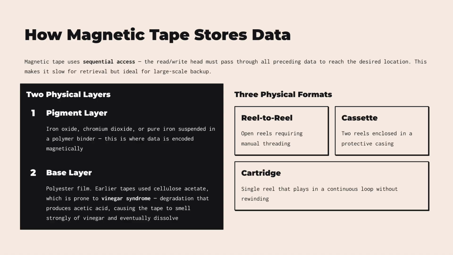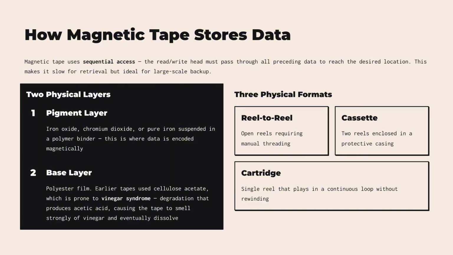The basic mechanism: tape stores binary ones and zeros as tiny magnetized areas on a coating of iron oxide, chromium dioxide, or pure iron. These areas are oriented either north to south or south to north, representing the two values. A read-write head moves along the tape as it plays, sensing the orientation of those magnetic fields and converting them into electrical signals the computer interprets as binary code.